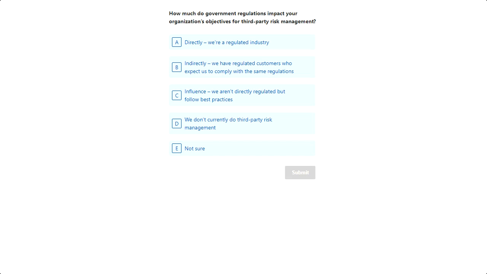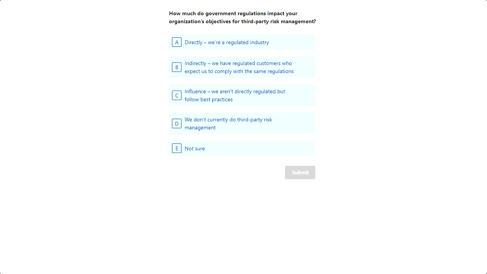And this poll question is, how much do government regulations impact your organization's objectives for third-party risk management? Directly, we're a regulated industry. Indirectly, we have regulated customers who expect us to comply with the same regulations. Influence, we aren't directly regulated but follow best practices. We don't currently do third-party risk management, or you're not sure.